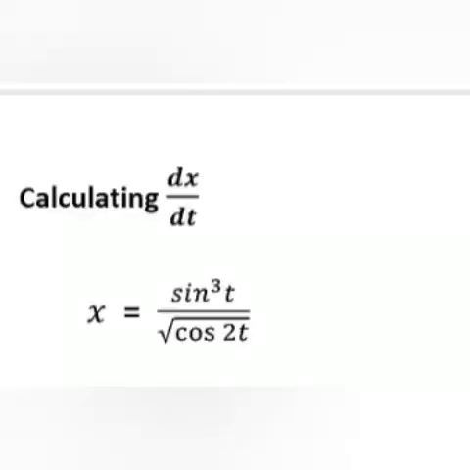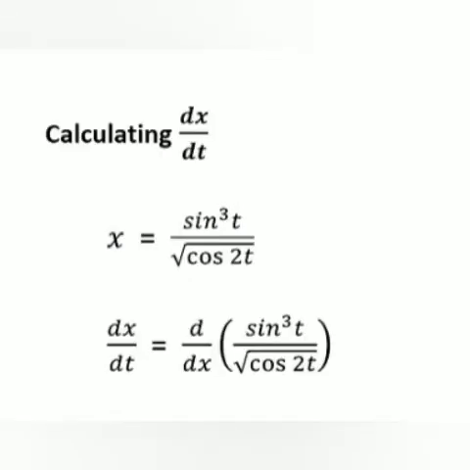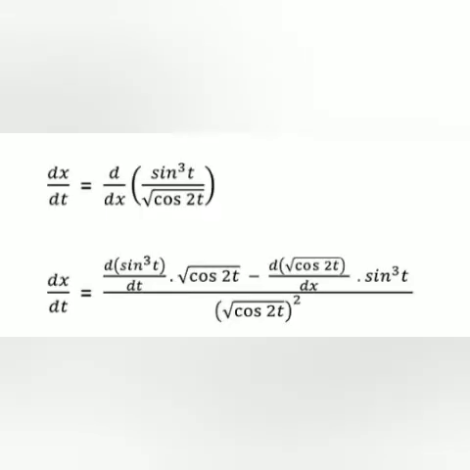Now we will differentiate x with respect to t, that is, to find dx by dt. Here we use again the quotient rule. That is, we have to differentiate the numerator, keep the denominator as it is, minus differentiate the denominator, keep the numerator as it is, divided by denominator square.